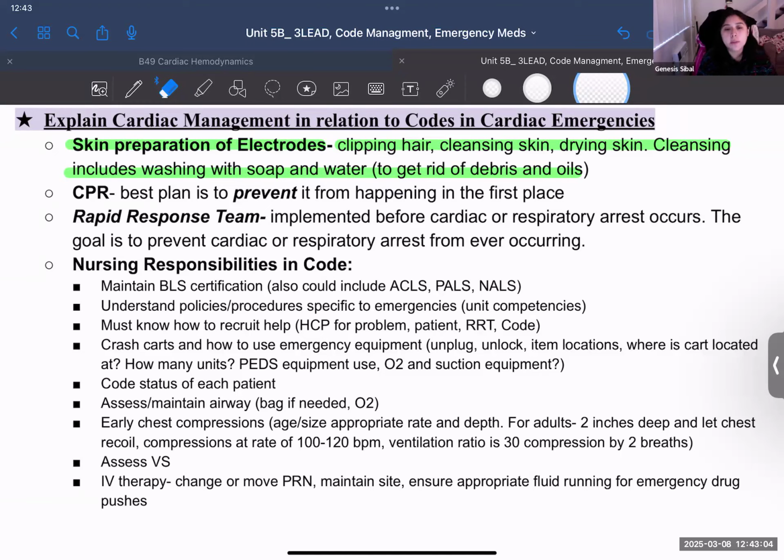CPR. So the best plan is to prevent CPR from happening in the first place, right? We don't want the patient to get to that.